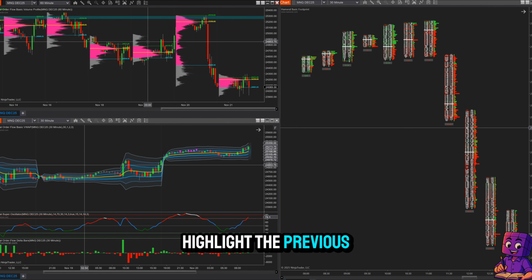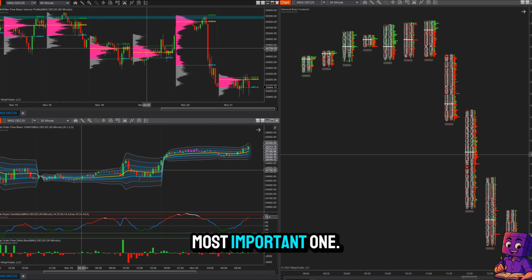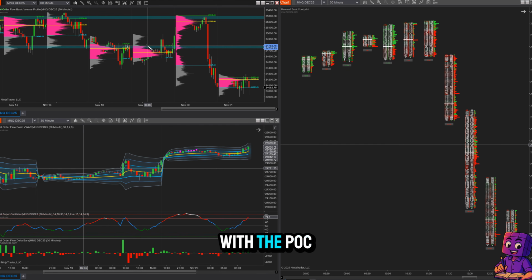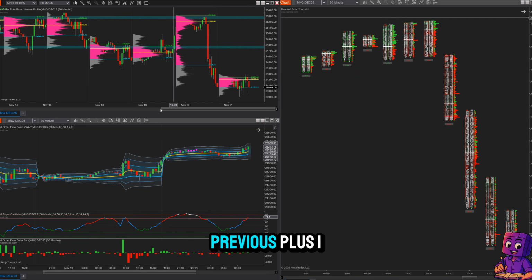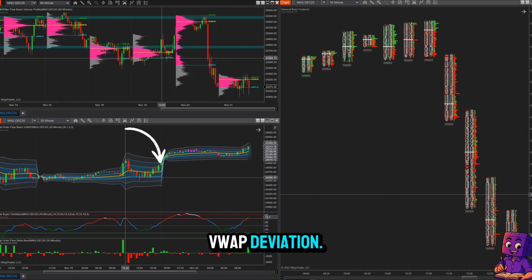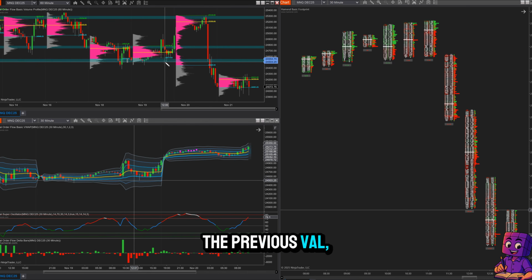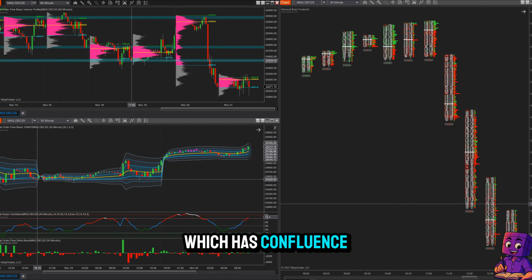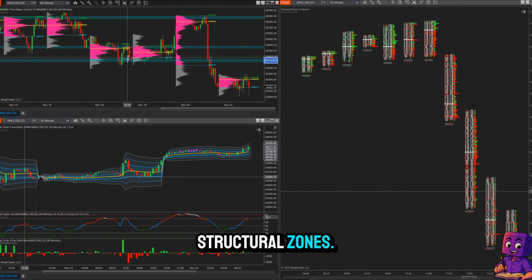Next, we highlight the previous day's full volume profile. This is the most important one. We create an area connecting the most recent VAL with the POC from 2 days ago, which also lines up with the previous +1 VWAP deviation. And the final key area is the previous VAL, which has confluence with the previous -1 VWAP deviation and the recent low. Now we have our structural zones.